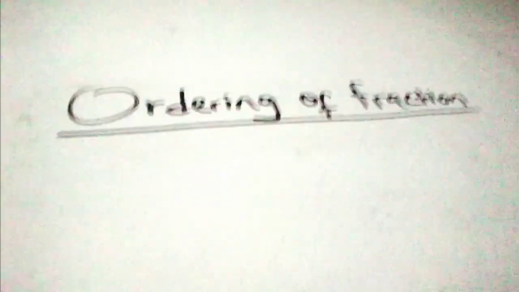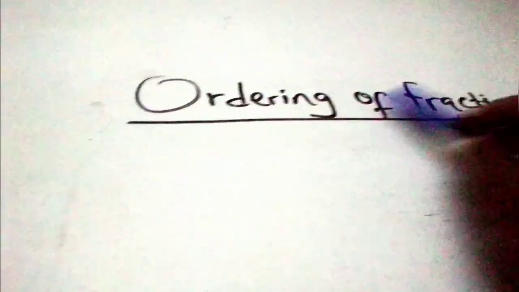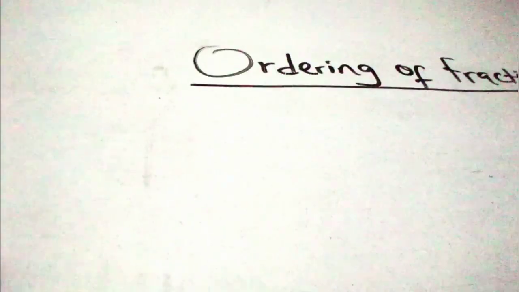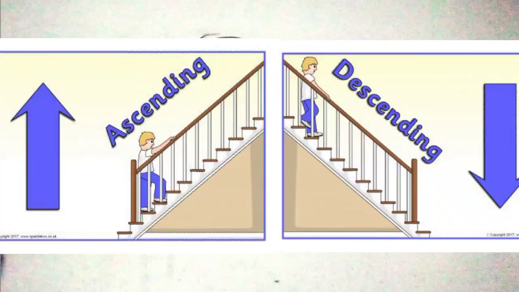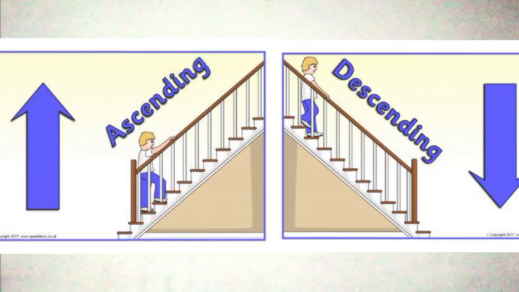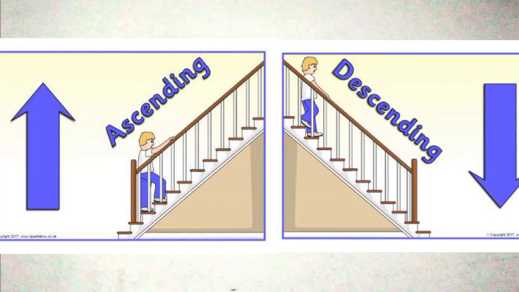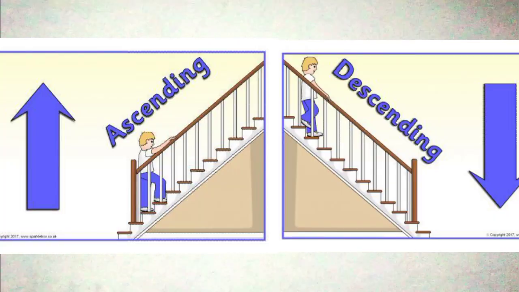Now we have ordering of fractions. Ordering of fractions means arranging fractions in ascending order or descending order. Ascending order means from the smallest to the largest, while descending order means from the largest to the smallest. So when fractions are arranged in any of these orders, that is what we call ordering of fractions.